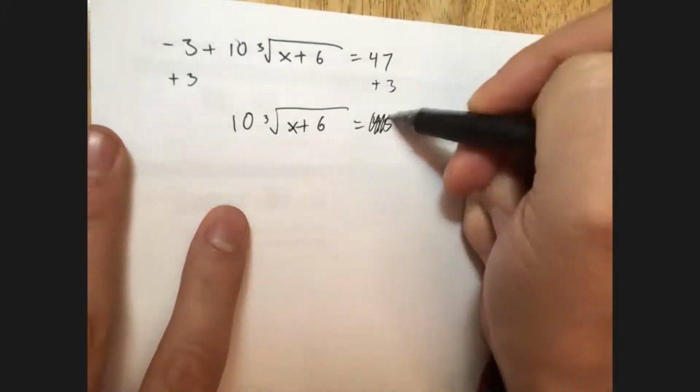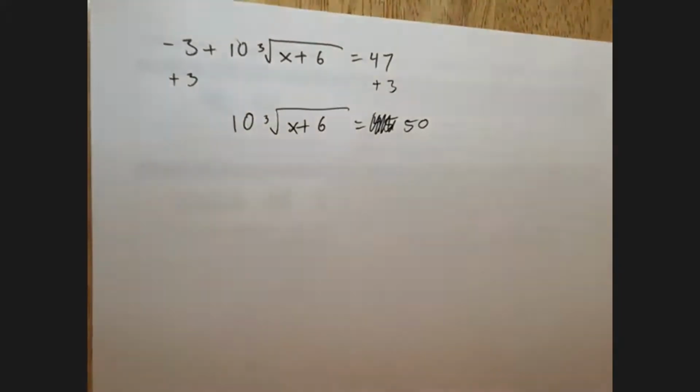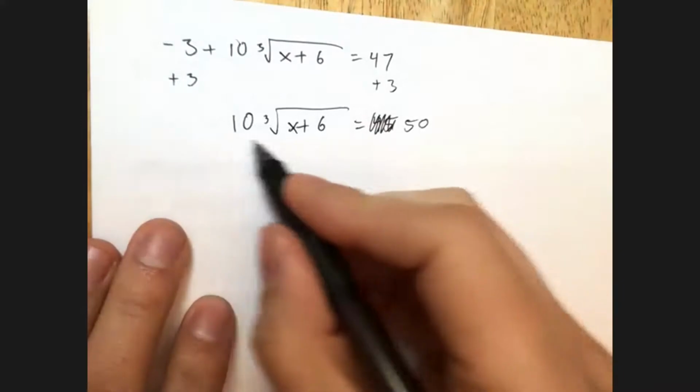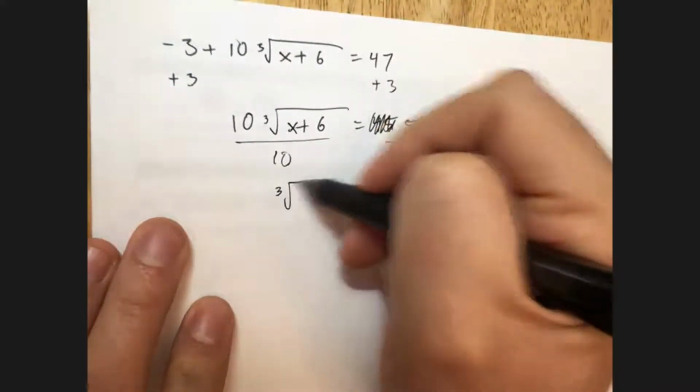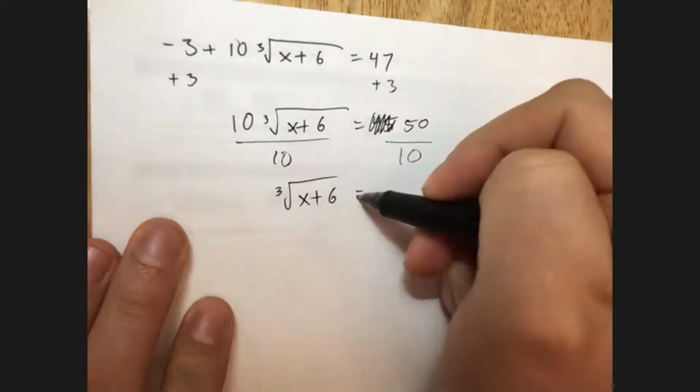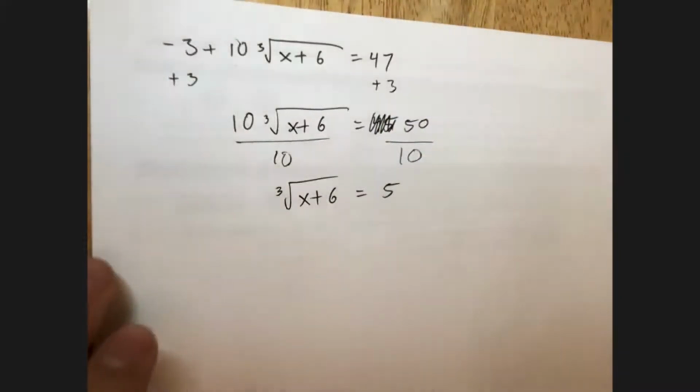Okay, so there we have it. 10 times the cubed root of x plus 6 equals 50. And then we'll divide by 10. And here we have cubed root of x plus 6 equals 5.